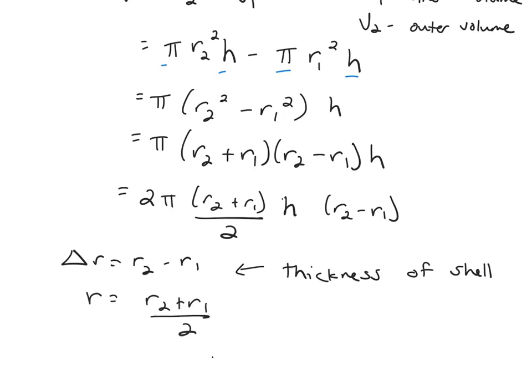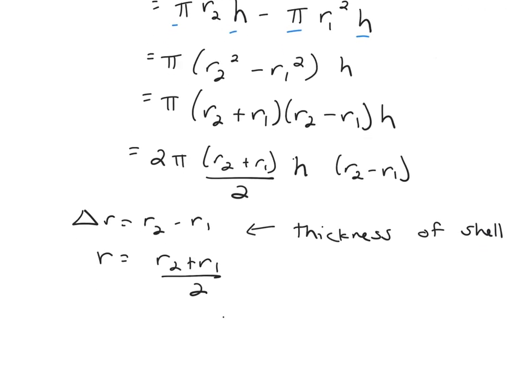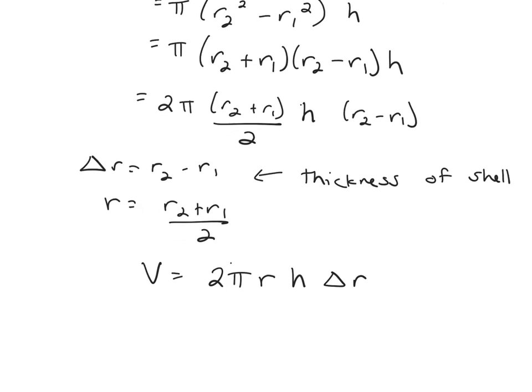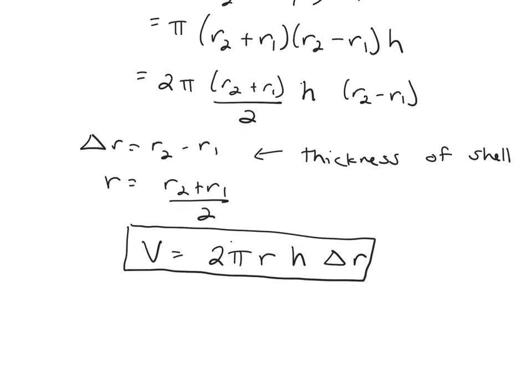And the idea is it's because this cylindrical shell is very thin. So really R1 and R2 are almost the same thing. So if I plug these new labels in, my volume becomes 2 pi, and then this average is now replaced with R, H delta R. And that's our volume formula right here for that cylindrical shell.